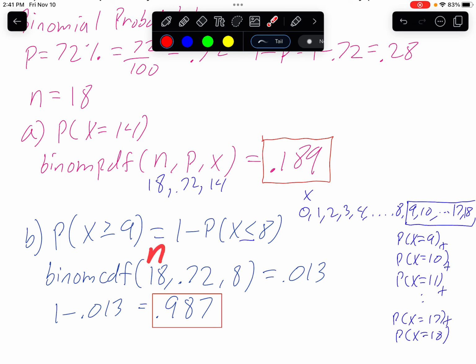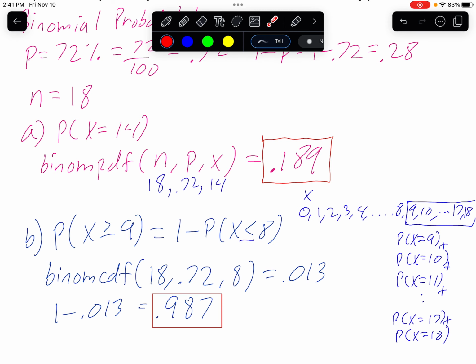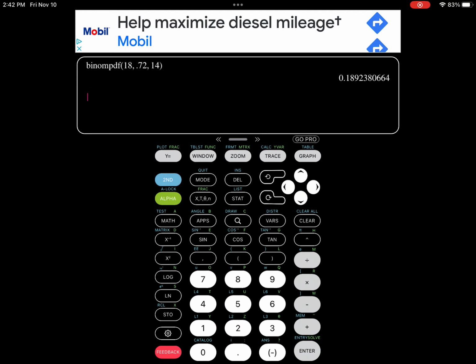The inputs are the same: n, the number of trials, p, the probability of success for each individual trial, and then x, the number of successful trials. But what the CDF function does is it finds the probability that x is equal to 8, plus the probability x is equal to 7, plus the probability x is equal to 6, plus the probability x is equal to 1, plus the probability x is equal to 0. It adds up all of these probabilities for us. So let's take a look at that, right?